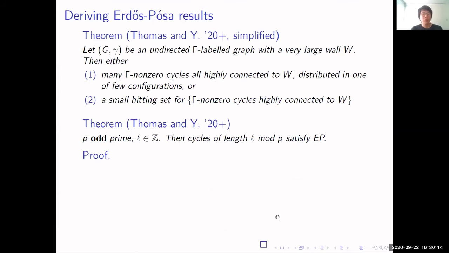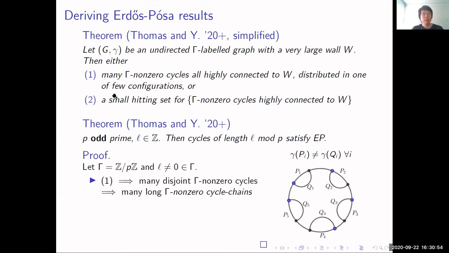Okay, and now let's prove that if P is an odd prime, then cycles of length L mod P satisfy the Erdős-Pósa property. So the approach is the same. You take a minimal counterexample, a large tangle gives you a large wall, and all cycles of length L mod P are highly connected to the wall. Now, of course, we use the group of integers mod P. And we can assume L is not equal to 0, because if L is 0, then the result of Thomason says cycles of length 0 mod M satisfy the property for all integers M. So we can assume L is not 0.